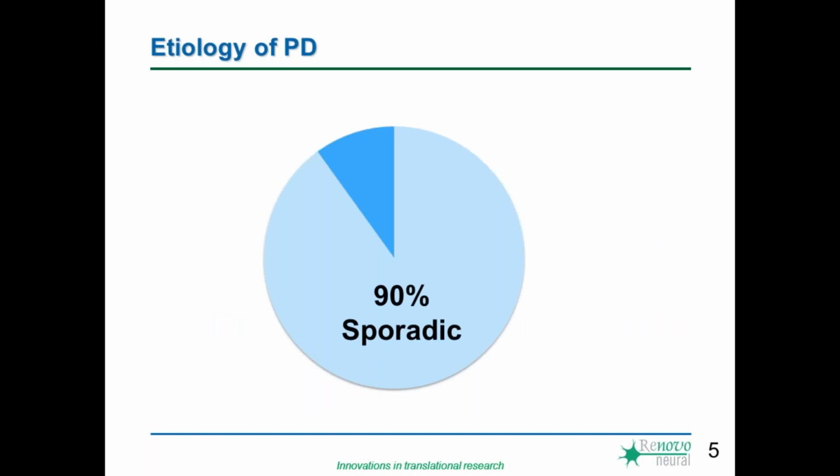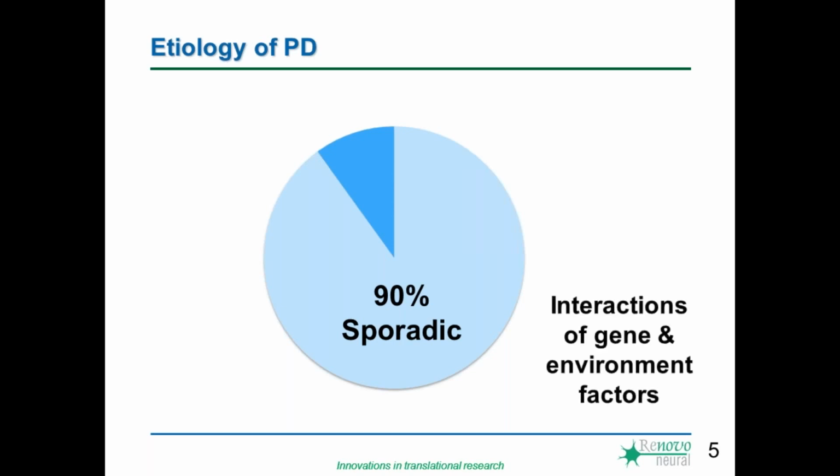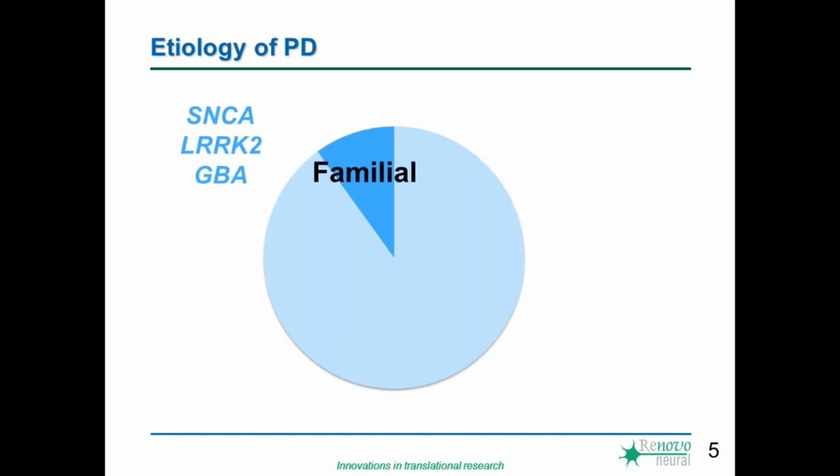The majority of cases, about 90%, are sporadic, caused most likely by complex interactions of gene and environmental factors. The rest, about 10%, are familial forms of PD, and they are attributed to mutations in genes such as alpha-synuclein, LRRK2, or GBA.